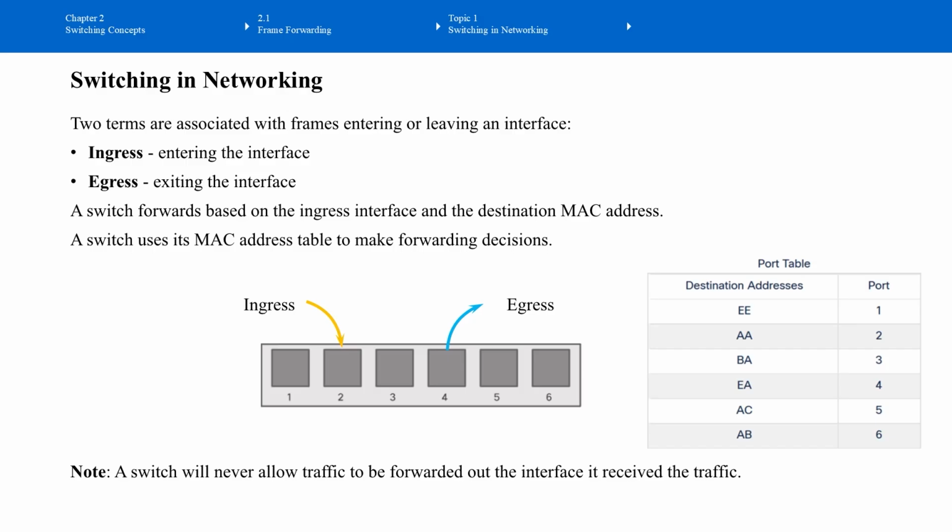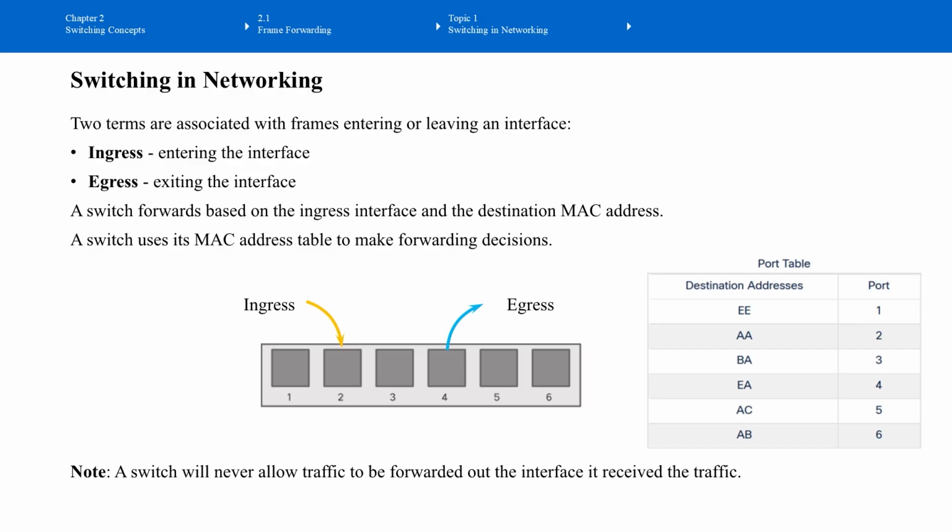A switch forwards based on the ingress interface and the destination MAC address. A switch uses its MAC address table to make forwarding decisions. The picture represents a switch interface. There are interfaces 1, 2, all the way to 6 in this case. The actual switch contains way more interfaces. And then the table on the right is the port table, also the routing table.